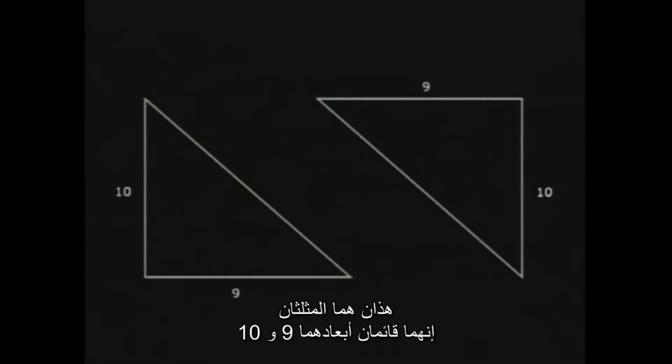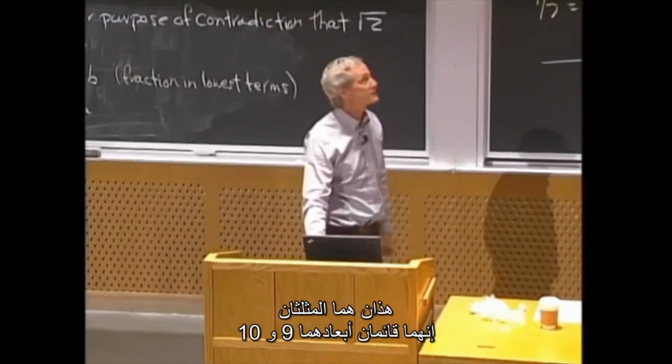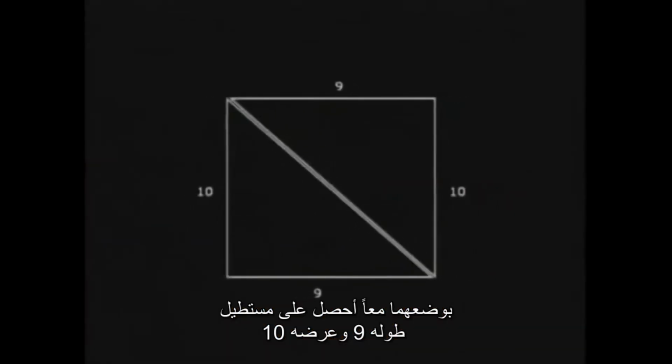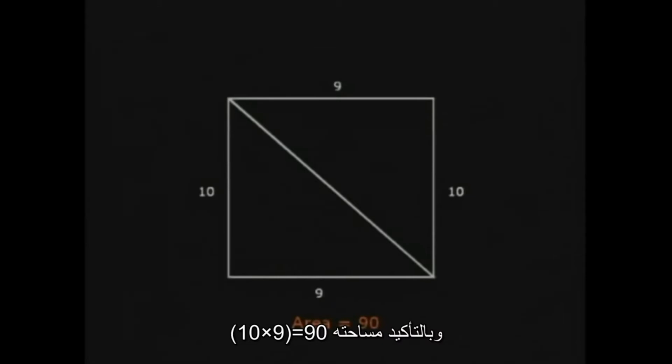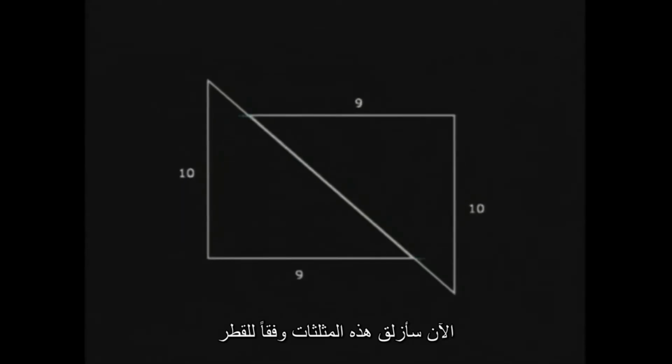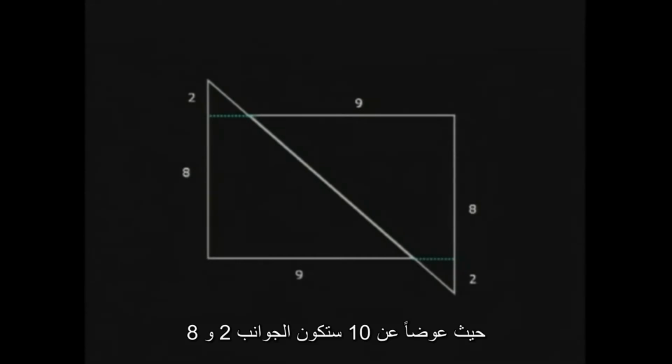All right, those are my triangles. They are right triangles, 9 by 10. If I put them together, I get a 9 by 10 rectangle. Of course, it has area 90, 9 times 10. Now I'm going to slide these triangles across their diagonal so that I get, instead of having 10 on the side, a 2 and an 8. Okay? I had 10 there before, now it's 2 and 8.